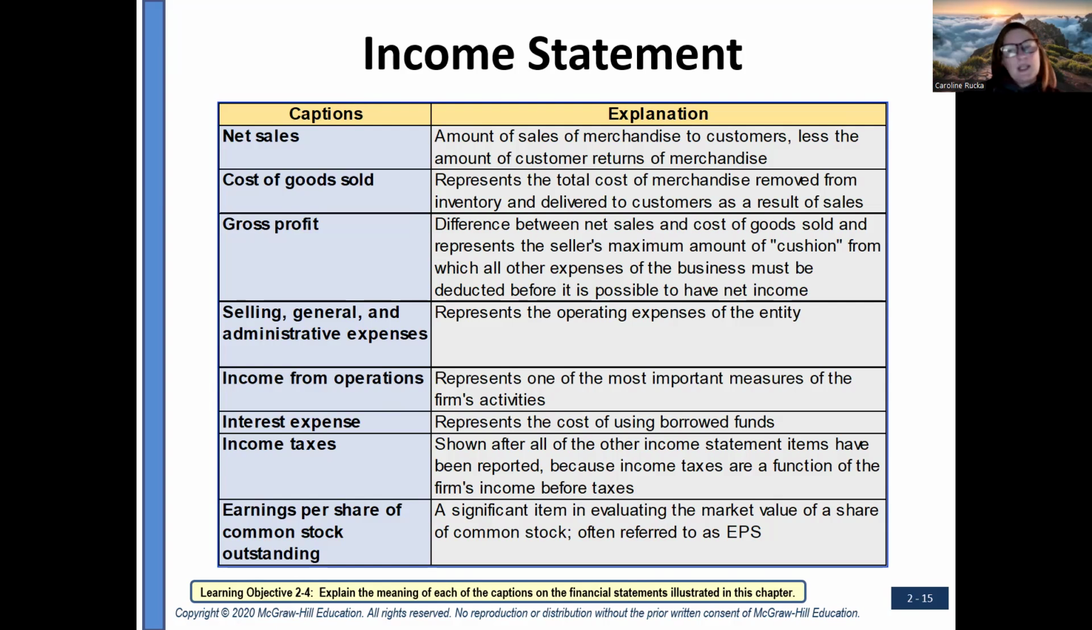Interest expense, that's the interest that we're paying on borrowed funds. And then income taxes, sadly, we all know what that is. It's usually shown on the income statement after all the other costs have been computed. And then earnings per share of common stock outstanding, we just take that profit or loss at the bottom line and divide that by the number of shares outstanding to get that number.